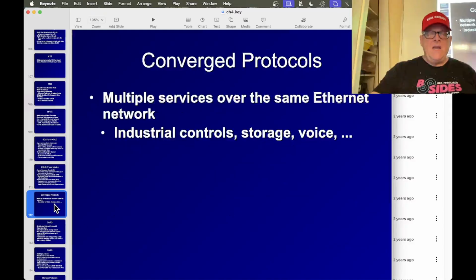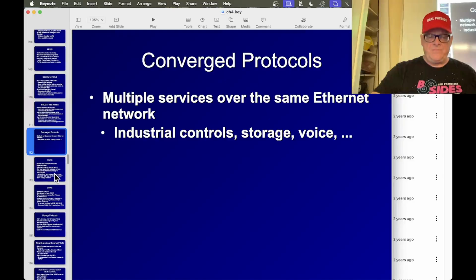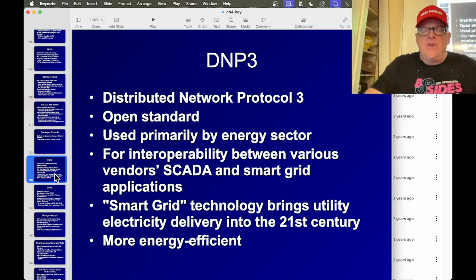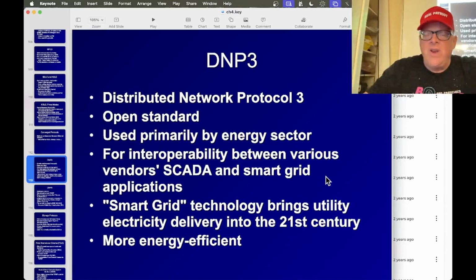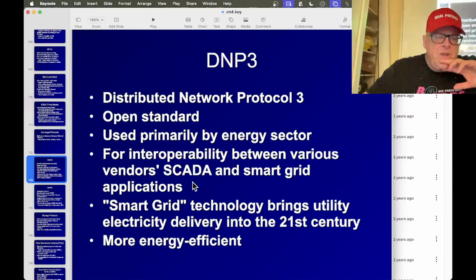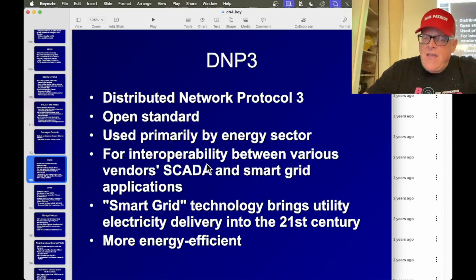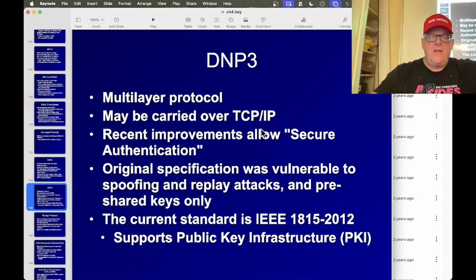All right. And so a lot of people run multiple services over the same Ethernet network now: voice, industrial control, storage area networks, and so on. DNP3 is an open standard used by the energy sector. I've got it in my OT class that I haven't taught here yet, but I've taught various other places, for interoperability between supervisory control and data acquisition systems, which control industrial equipment, and smart grids. Common in the energy sector. It's a multi-layer protocol over TCP, and the original specification was vulnerable to various attacks. There's a later version that is much better.